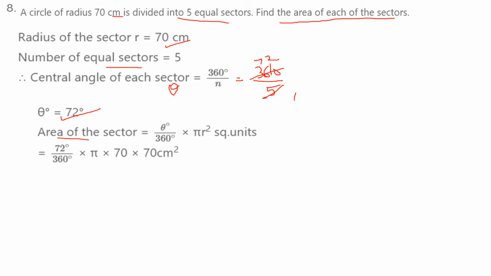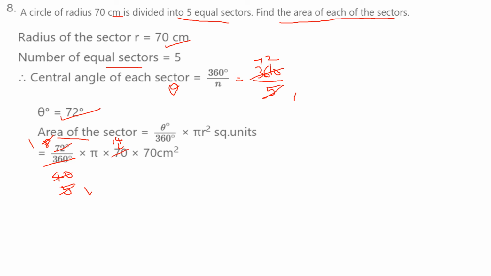Theta by 360 into pi r square. So, theta is 72 by 360 into pi into r value 70 into 70. So now cancel it with the 9 table. 8 9s are 72, 4 9s are 36 and 0. 1 8 is 8, 5 8s are 40. 1 5 is 5, here 1 5 is 5, remaining 24. 4 5s are 20. So multiply 14 into 70.